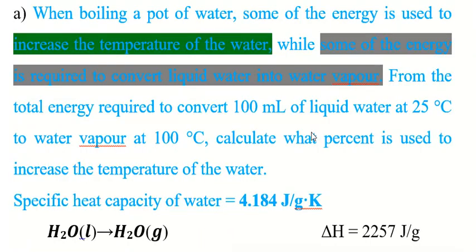Today we discuss new problems related to thermodynamics. When boiling a pot of water, some of the energy is used to increase the temperature of the water, while some of the energy is required to convert liquid water into water vapors. From the total energy required to convert 100 ml of liquid water at 25 Celsius to water vapors at 100 Celsius, calculate what percent is used to increase the temperature of the water. Specific heat capacity of water is 4.184 joule per gram Kelvin.